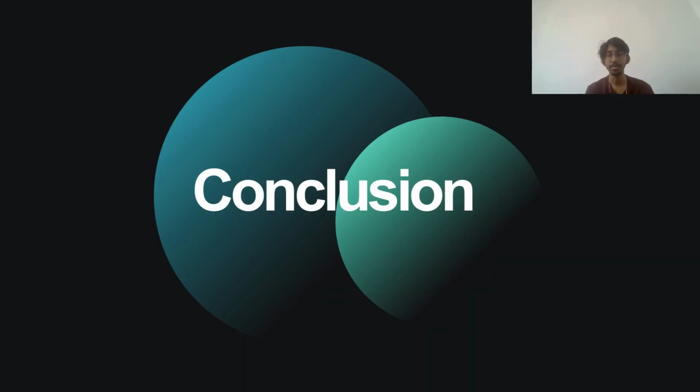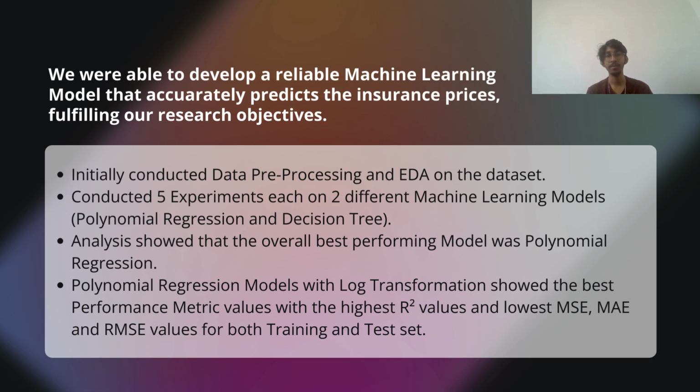Lastly, I'll be talking about the conclusion. In conclusion, we were able to develop a reliable machine learning model that accurately predicts the insurance prices, fulfilling our research objectives. Initially, we conducted data preprocessing and EDA on the dataset. We then conducted 5 experiments each on 2 different machine learning models, namely polynomial regression and decision tree model.